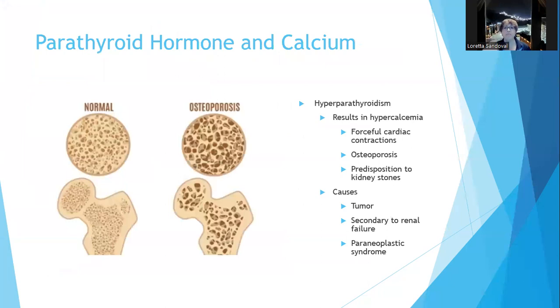So hyperparathyroidism causes hypercalcemia. So it causes more forceful cardiac contractions. It can lead to osteoporosis, and it predisposes you to kidney stones and other stones that are made of calcium. The causes of hyperparathyroidism could be a tumor. It could occur secondary to renal failure or paraneoplastic syndrome from a tumor.